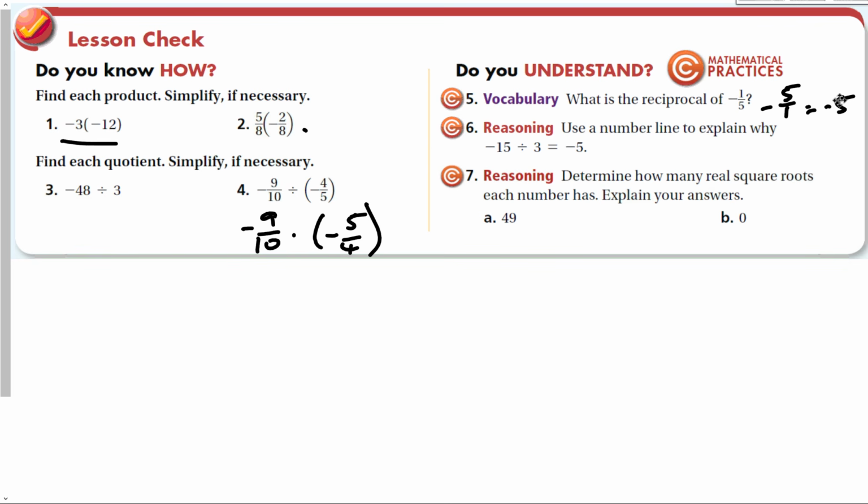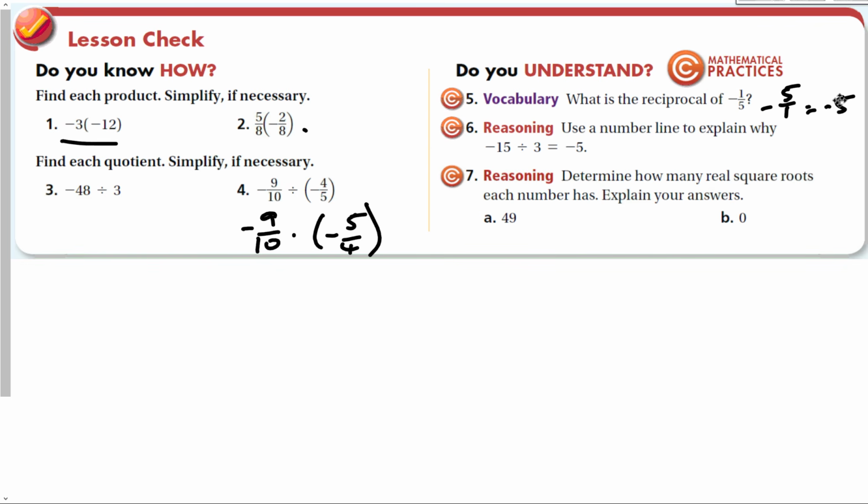Use a number line to explain why negative 15 split into 3 parts is negative 5. If you cut negative 15 into 3 parts, you're going to see that you're going 5 to the left each time.